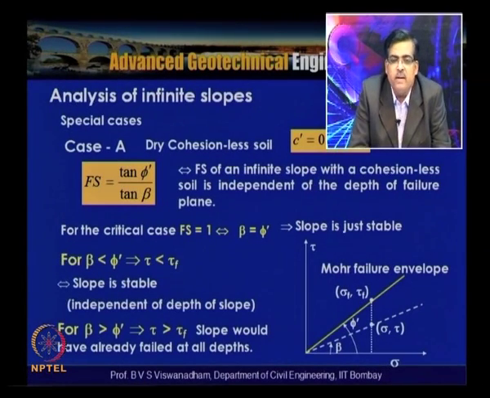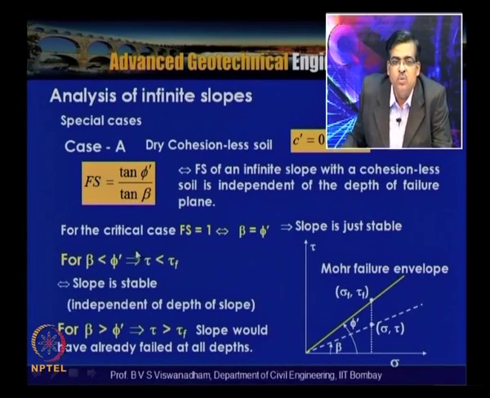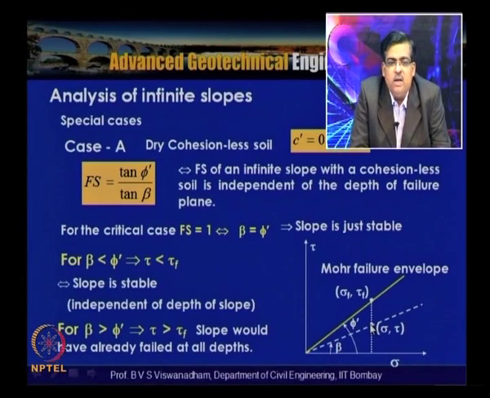When beta is greater than phi dash, that means this line lies above this one, and the slope would have already failed at all depths. That means it would have set to this particular slope inclination. So why, when beta is less than phi dash, is the slope said to be stable and independent of the depth of the slope?